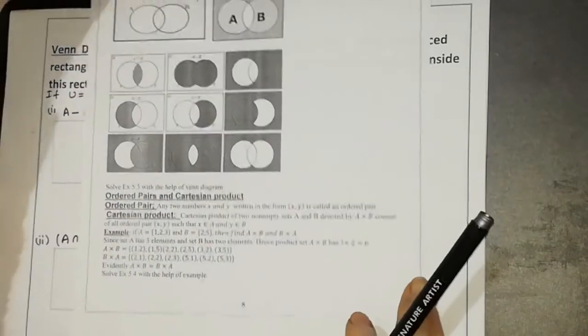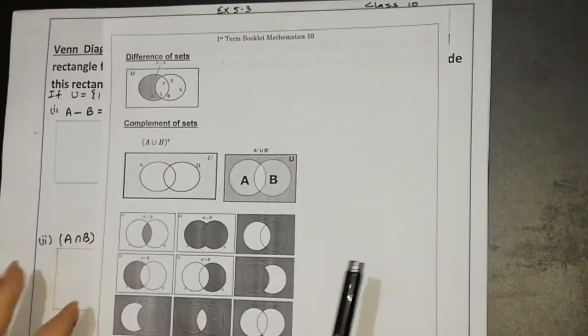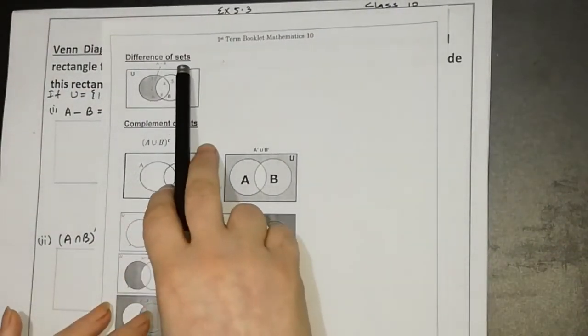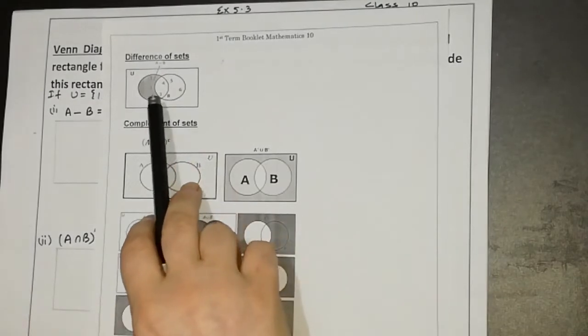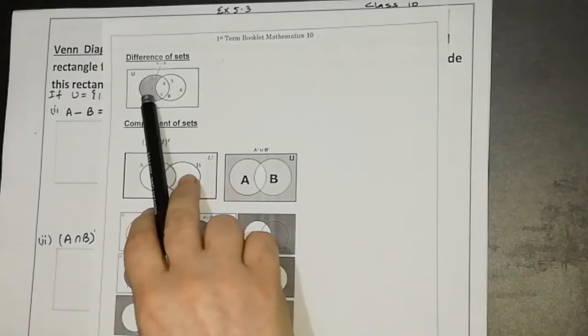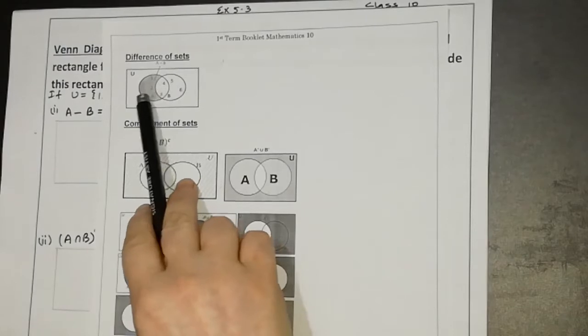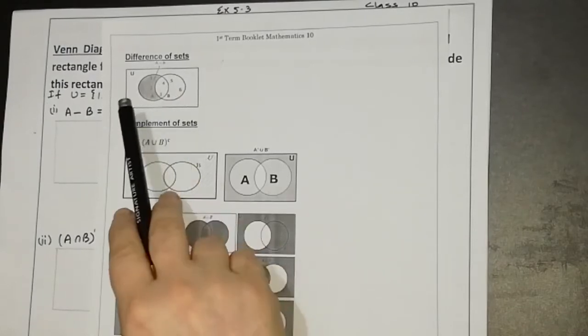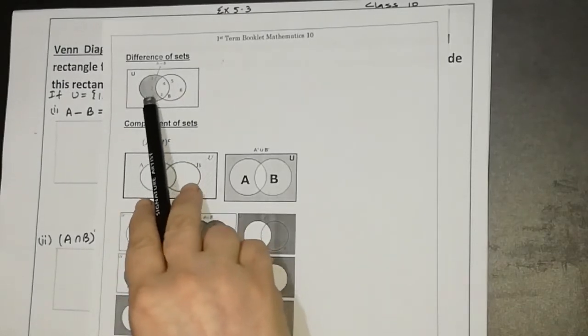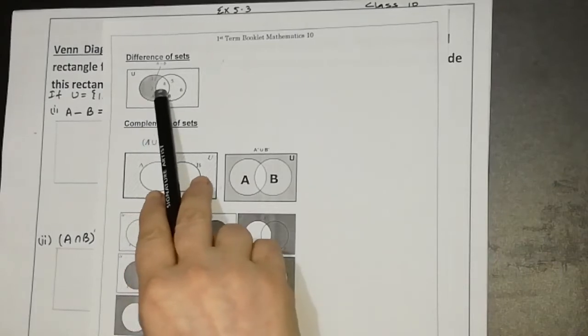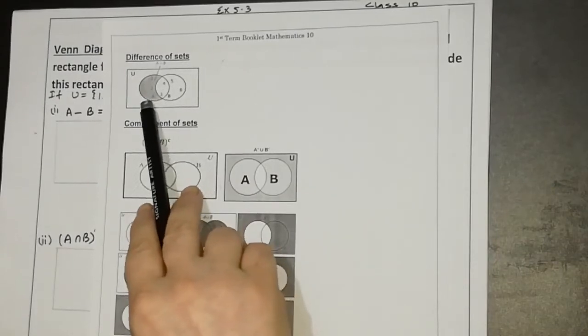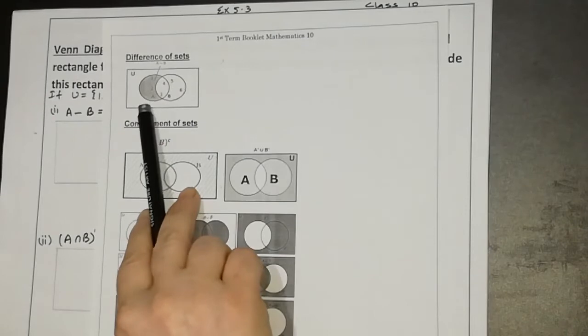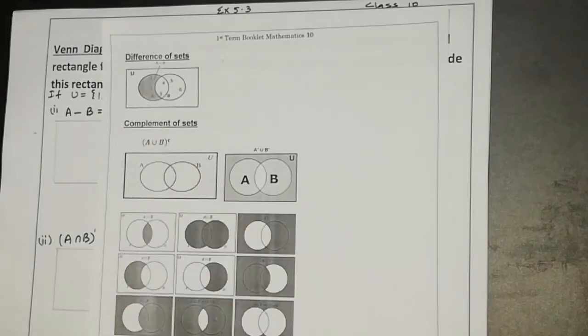Now let's have a look at this. Difference of sets means those members of A which are not present in B. So we only shade the elements of A. And look, this is a common part. So only these elements 1, 2 are not present in set B.